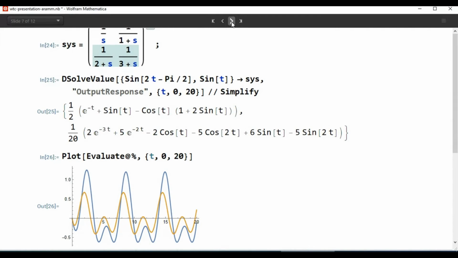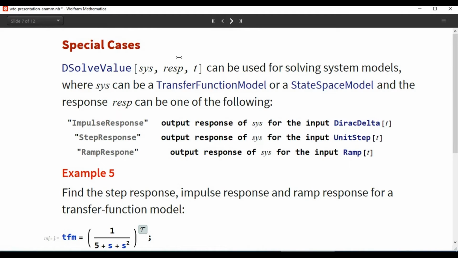And I want to mention here that we also have 3 special cases which are most commonly used. These 3 cases are when the input function is Dirac delta. In that case, we will get impulse response. And if the input is unit step function, we will get step response. And the input is ramp function, we will get ramp response. And since these 3 cases are most commonly used by our users, we prepared more simplified design for these 3 cases.